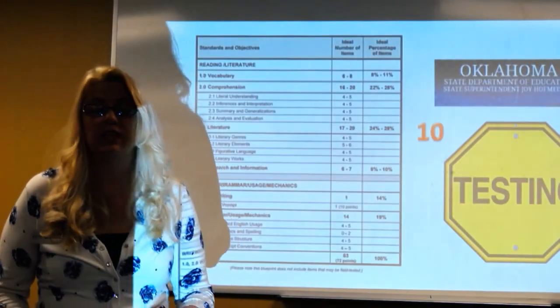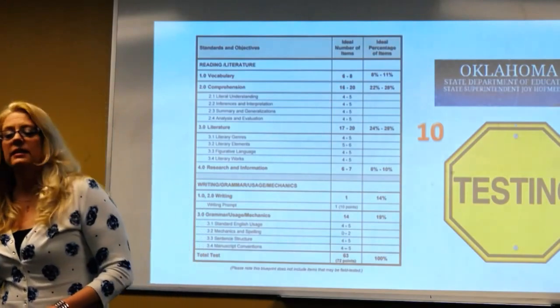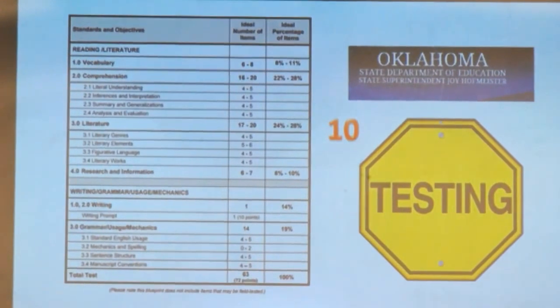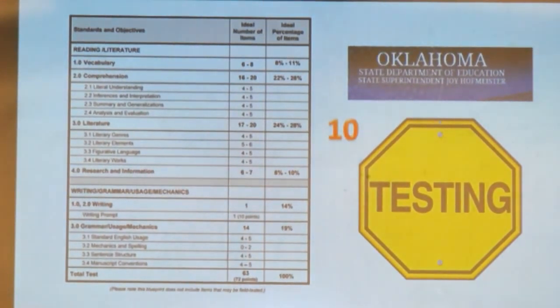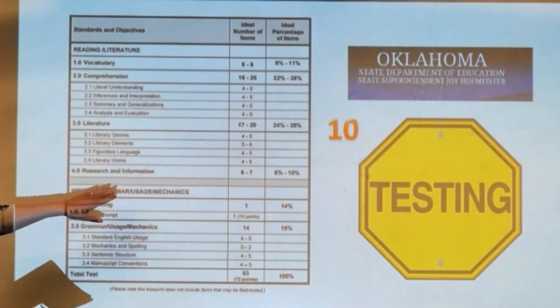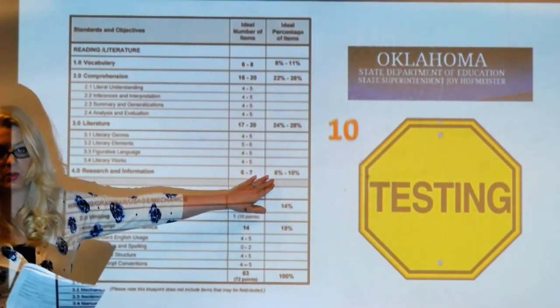The first thing we're going to look at is on page 10 of the guide. It's the blueprint for how the test is going to be done. On the blueprint, it gives you the percentages of how the test is going to be broken down. You have vocabulary, which is 8 to 11%. Then the standard 2, comprehension, is 22 to 28%. Then literature is 24 to 28%. And then you have research and information, which is 8 to 10%.